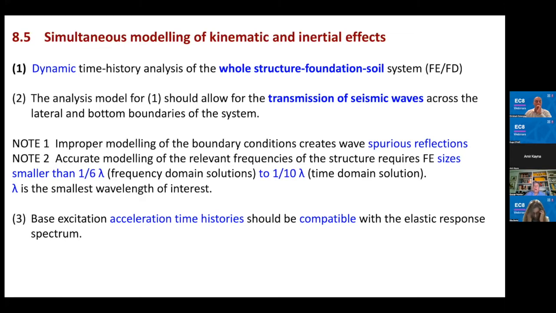The analysis should allow transmission of waves, of course, and this transmission of seismic waves, you know, has important rules. We have to have non-reflecting boundaries, usually with dashpots at the perimeter, and we have to have small enough element sizes, like, for example, 1/6 of the prevailing wavelength or 1/10 for certain other aspects. And of course, the base acceleration histories should be compatible with the elastic response spectrum. Some of these rules are self-evident, but that's how it goes.